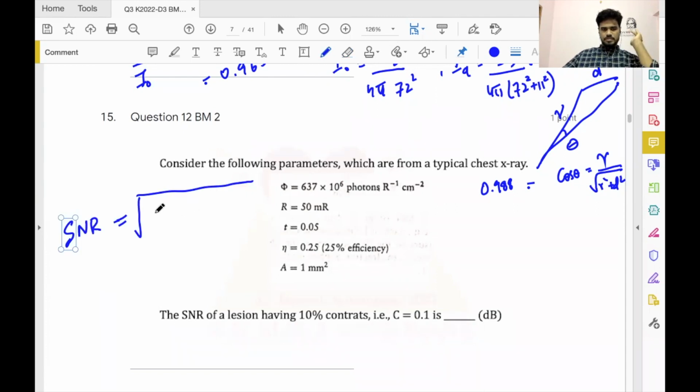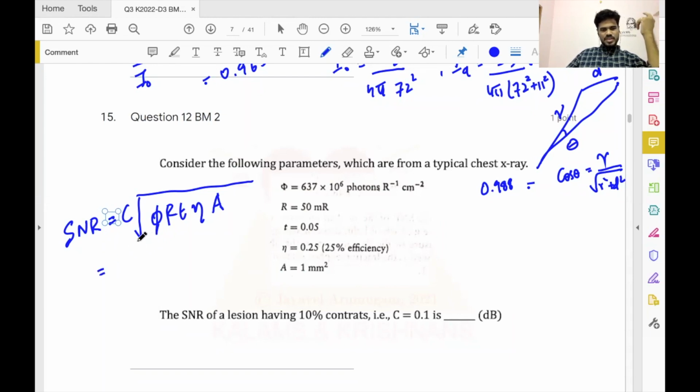It's C into square root of A, R, T, eta, psi, all of these. C comes outside, times a product of the rest of the things, right? Phi, R, T, eta. So then, this is SNR. You should get this typically in amplitude. Then you should do 20 log to get it in dB. So let's do the calculation.